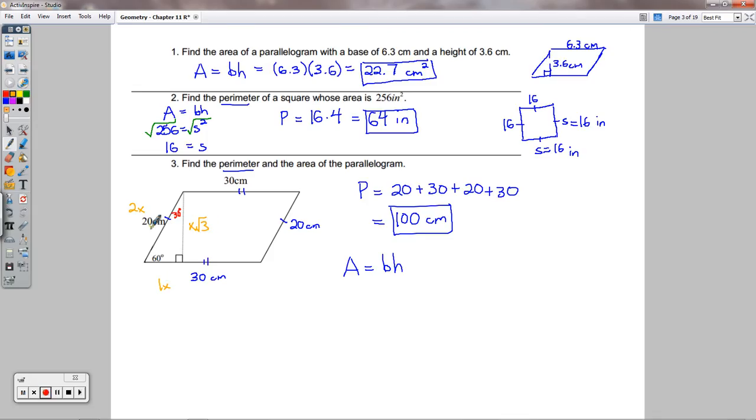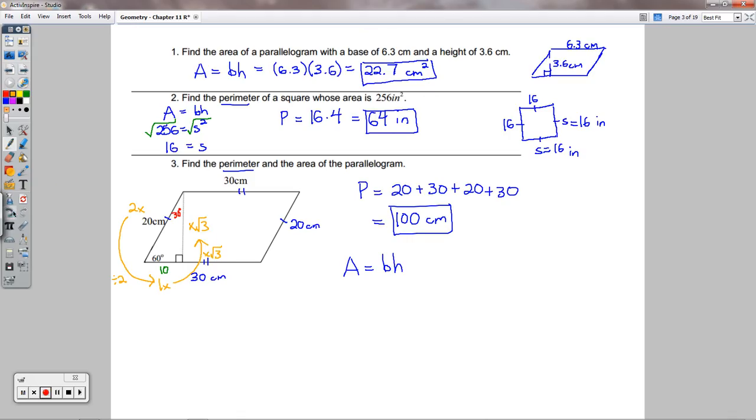So if we know this one and we want to go back to this one, we need to divide by 2. So this one then is going to be, we'll do that in green here, dividing 20 by 2, I'm going to get 10. And then to get from this one to this one, I need to multiply by the square root of 3.